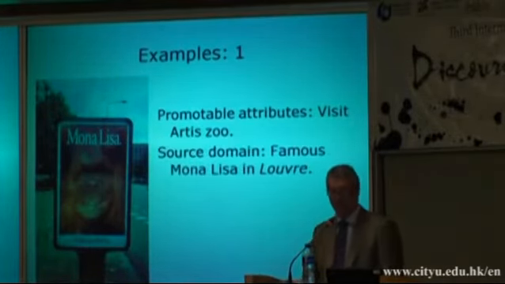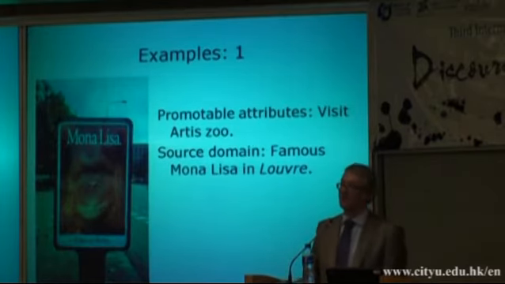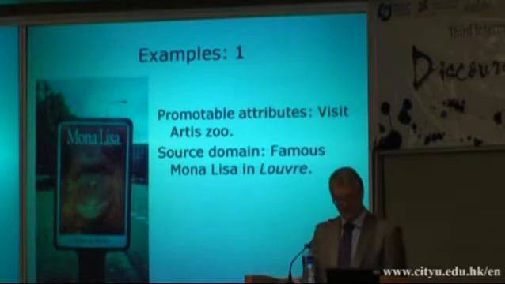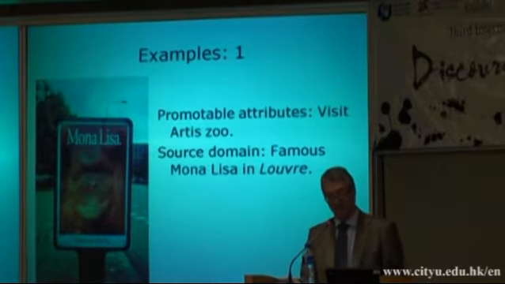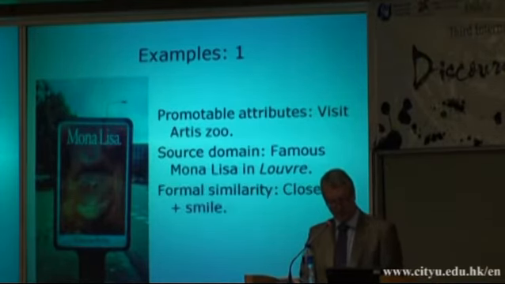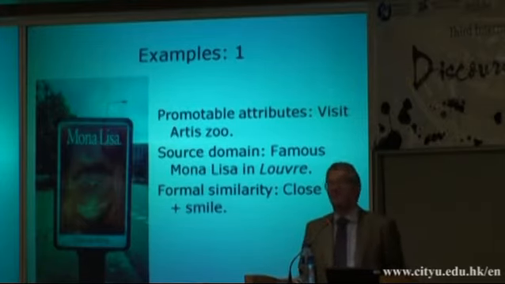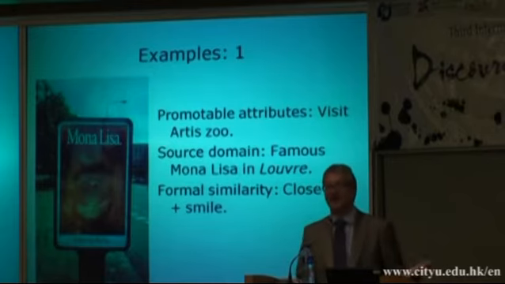What is the source domain? What is the input space that is going to supply the interesting features? Well, obviously that is the famous Mona Lisa in the Louvre. What is the formal similarity between the two? Well, at least minimally, both are close-ups. And of course the other thing is the enigmatic smile.